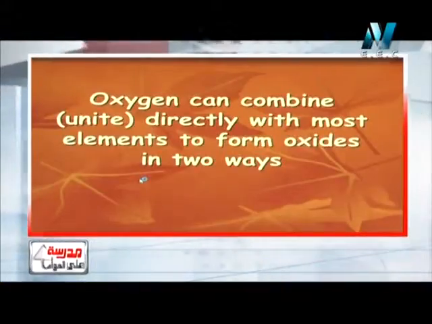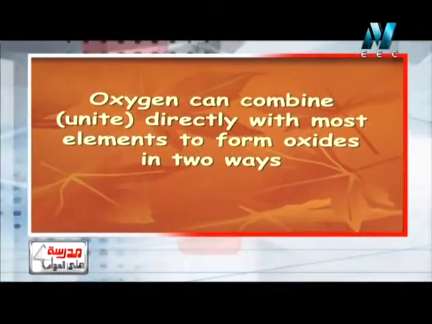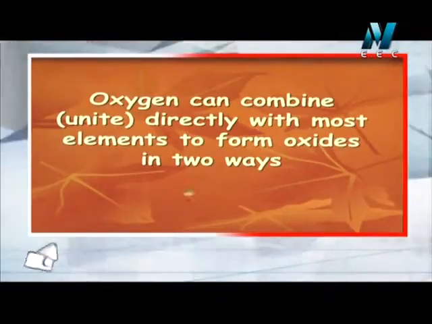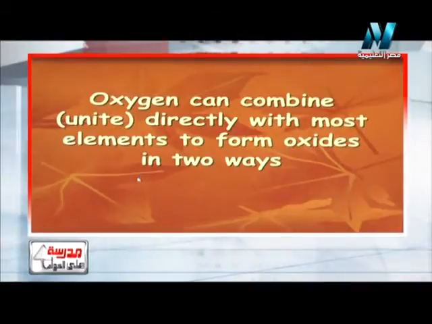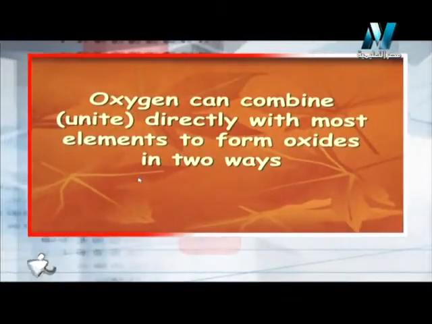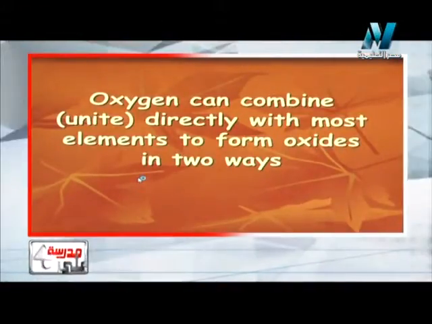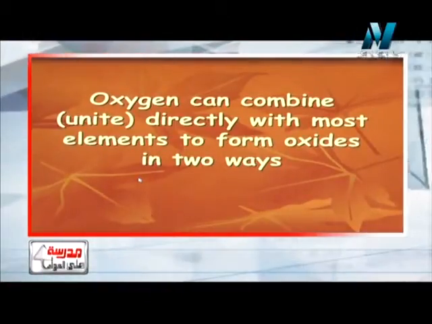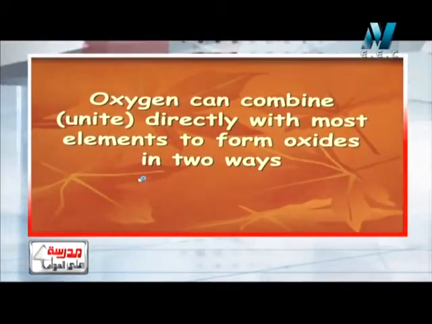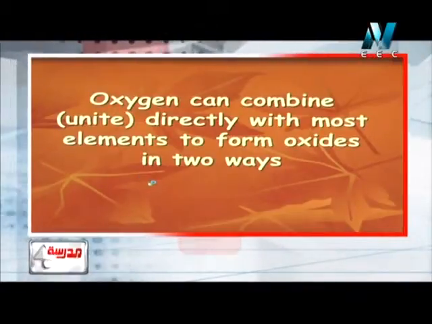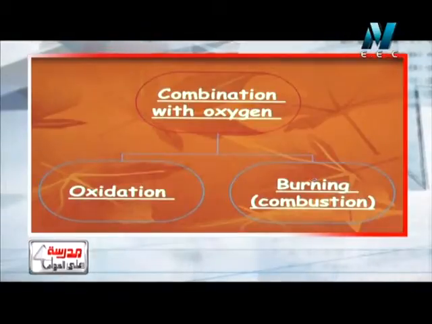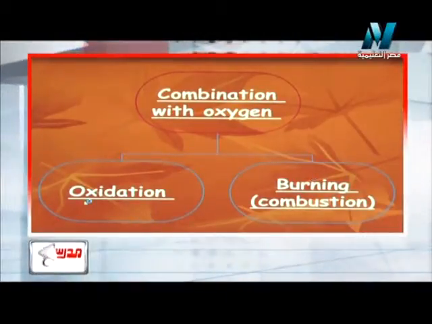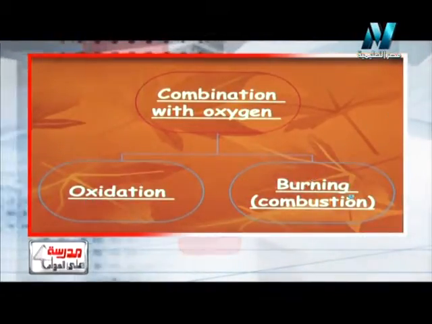Okay, so now we can see that oxygen can combine or unite directly with most elements to form oxides in two ways. Again, oxygen can combine or unite directly with most elements to form oxides in two ways. الأكسجين بيتحد مباشرة مع معظم العناصر أو عناصر كتيرة جدا بطريقتين. الطريقة الأولانية هنسميها oxidation، الطريقة الثانية هنسميها burning or combustion. Again, oxidation أو الأكسدة، burning or combustion.